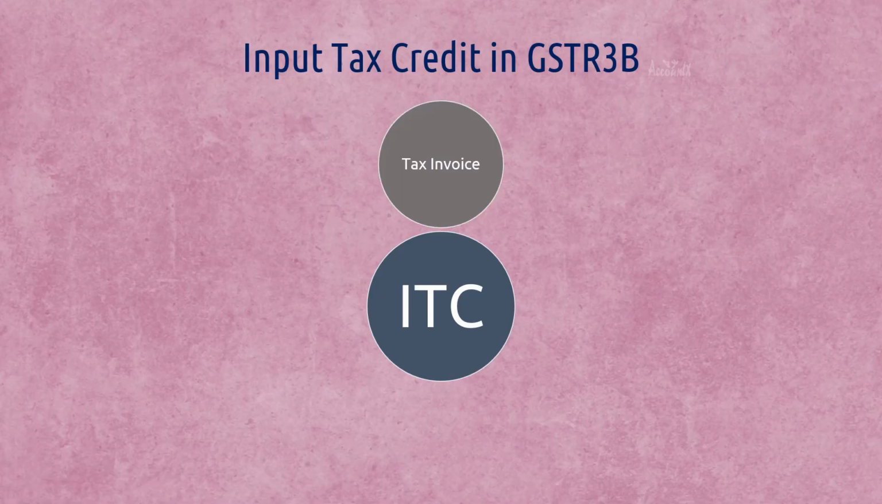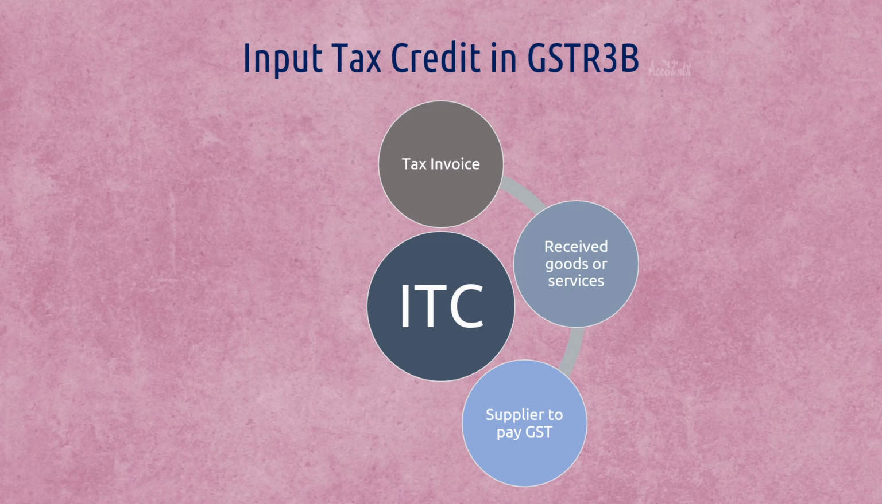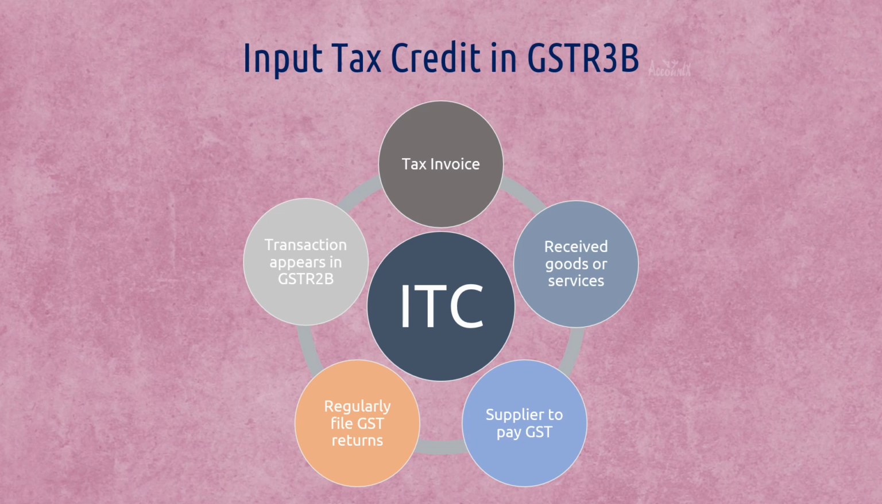Now let us see, to avail this ITC in your GSTR3B, what requirements do you have to fulfill? First, you should have tax invoice. Second, you should have received goods or services. Third, your supplier should have paid taxes. Fourth, you should be regular in filing your GST returns. Fifth, the transaction should appear in your GSTR2B. This fifth condition, that is the transaction should appear in your GSTR2B, is effective from 1st Jan 2022.